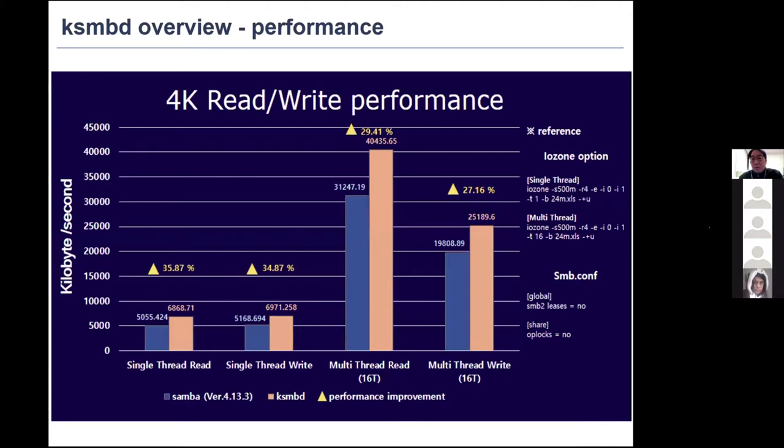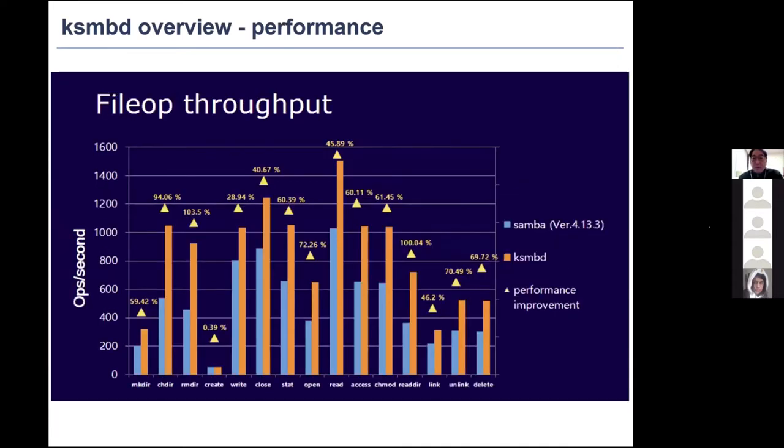This is newly measured performance comparison data between the current latest ksmbd and the latest Samba. This is the result of 4K read-write performance between Samba and ksmbd measured using IOzone. Oplock was disabled to remove cache hit performance, so single thread test results show almost 30% performance difference in read-write performance and almost 20% performance difference in multi-thread. FileOP is a benchmark that measures how many file operations can be performed per second. In comparison of Samba and ksmbd performance, it showed a difference in performance greater than IOzone.